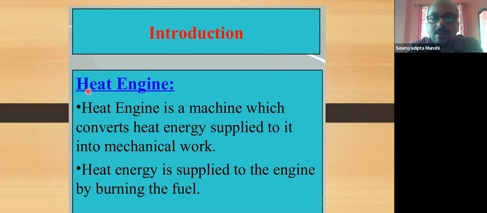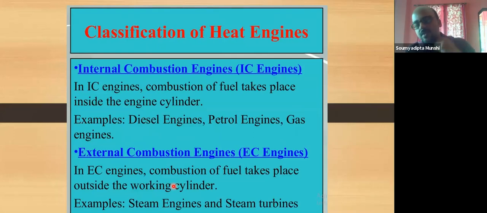That's why I told you that in an internal combustion engine, there is a chamber where the combustion takes place. That means the heat energy is generated, and this heat energy is converted to mechanical work. The heat is supplied to the engine by burning of the fuel. After the burning of the fuel inside the combustion chamber, this heat energy is converted to mechanical work. Basically heat engines are of two types: one is the internal combustion engine, IC engine, and the other is the external combustion engine, EC engine.